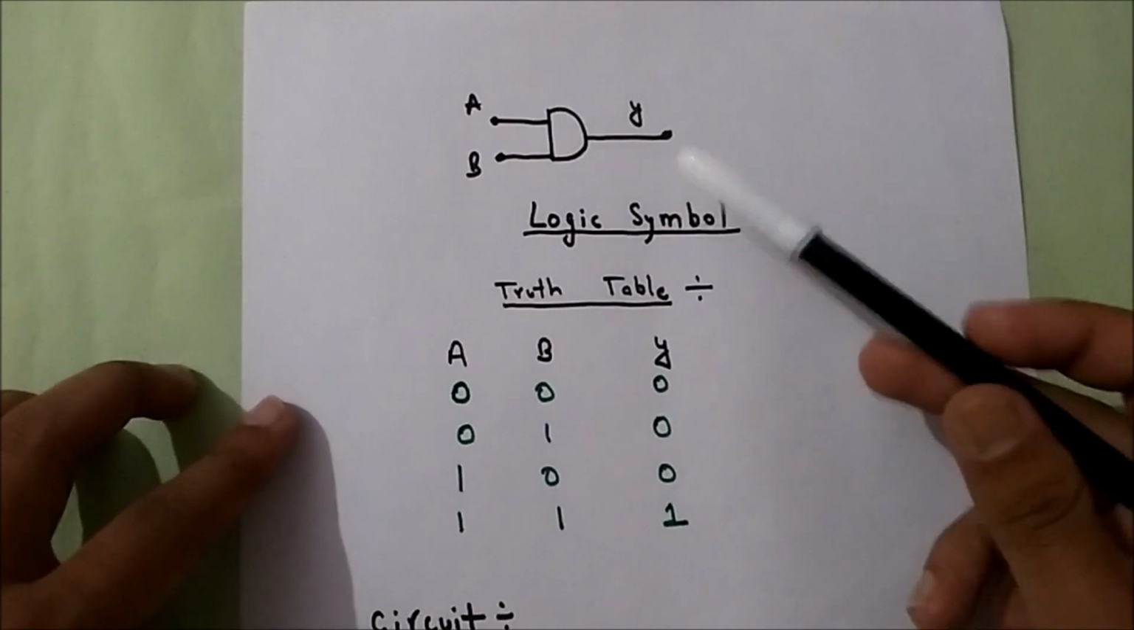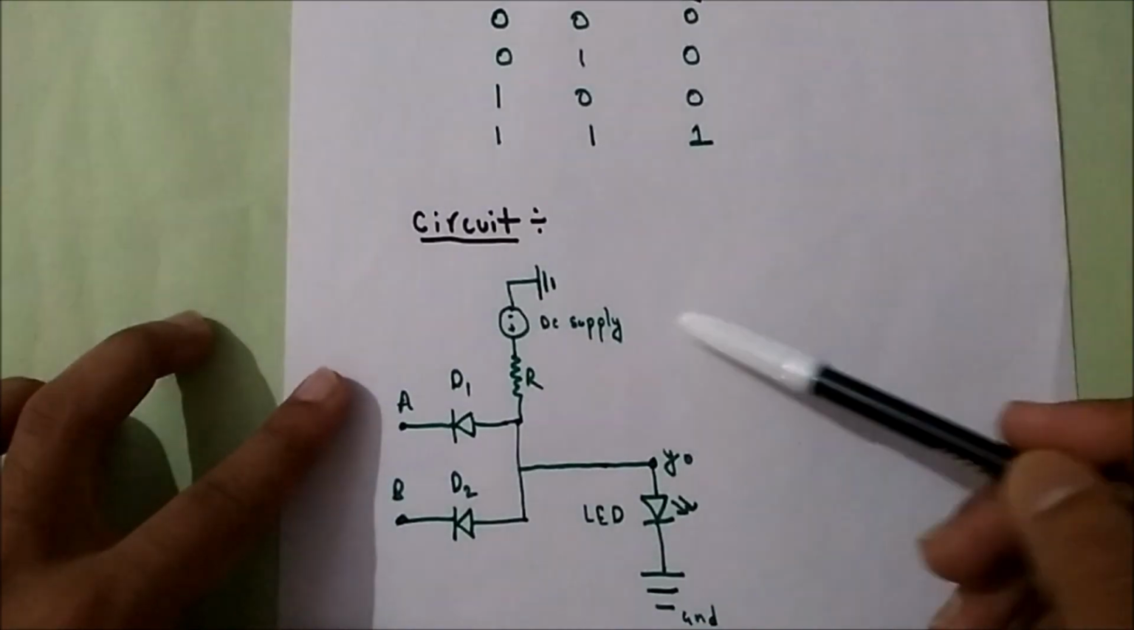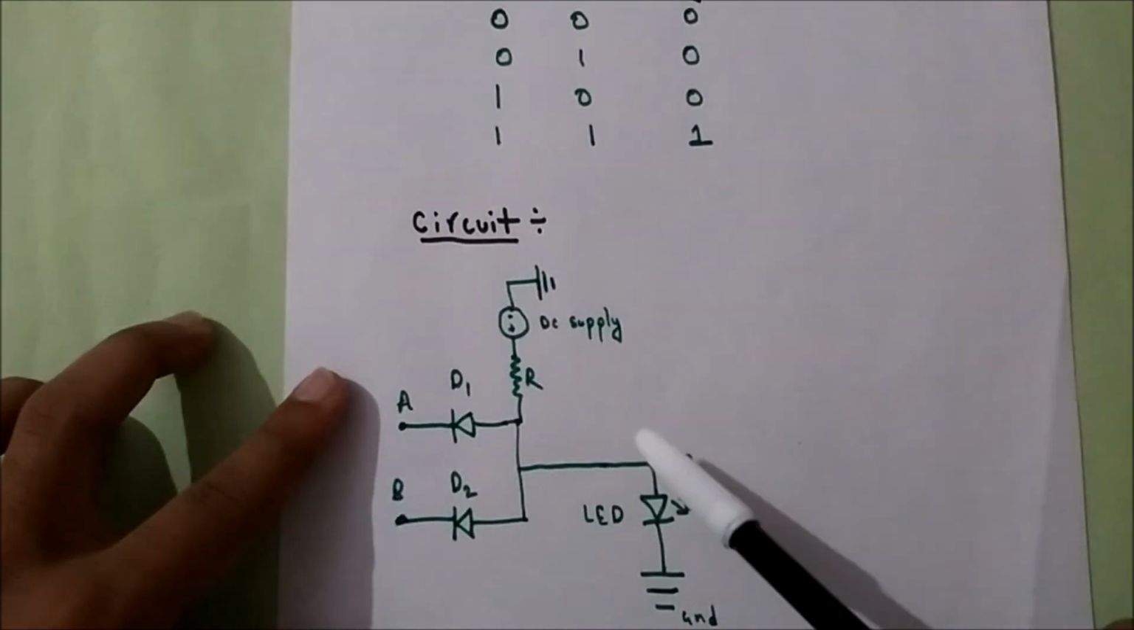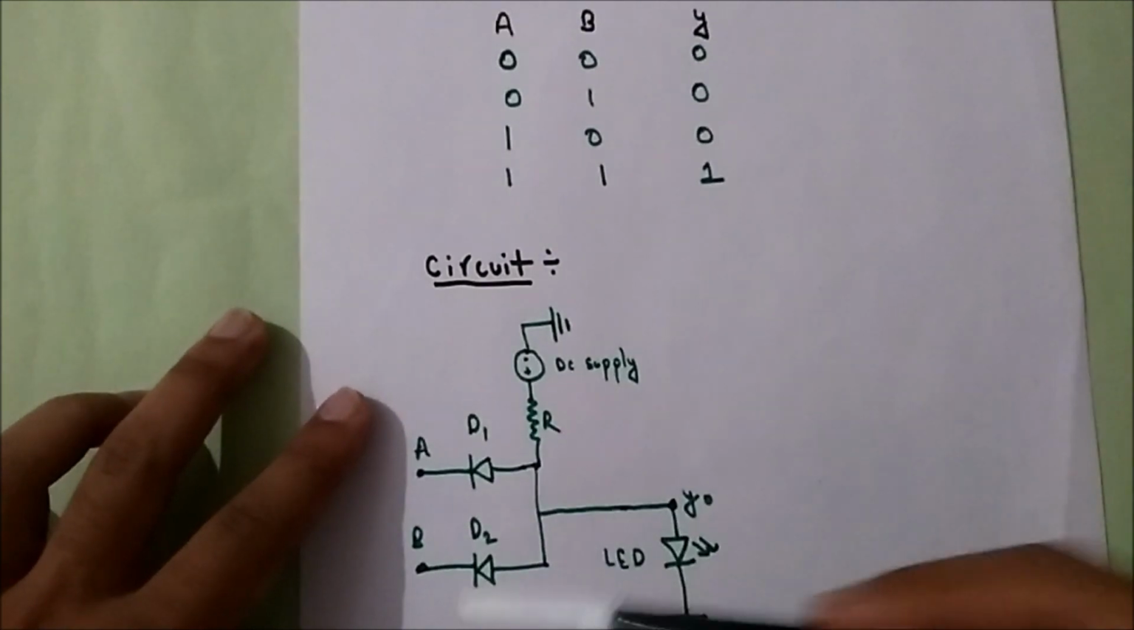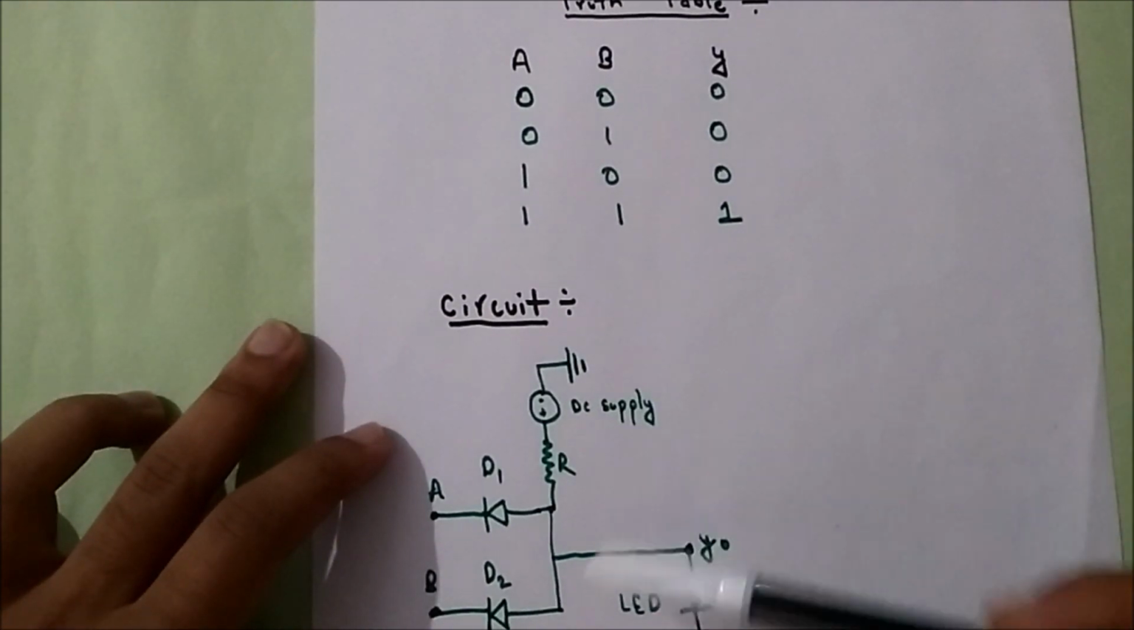This is the logic symbol of an AND gate. This is its truth table, and this is the circuit. Now, we'll build this in this video tutorial. We'll build the AND gate using diodes, so you can say it is a DTL circuit.